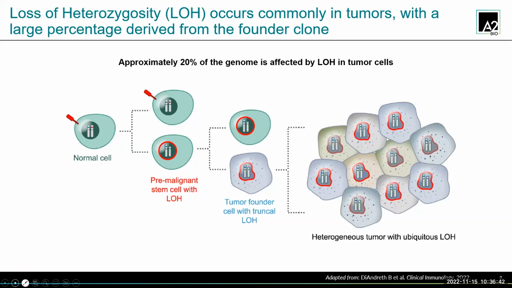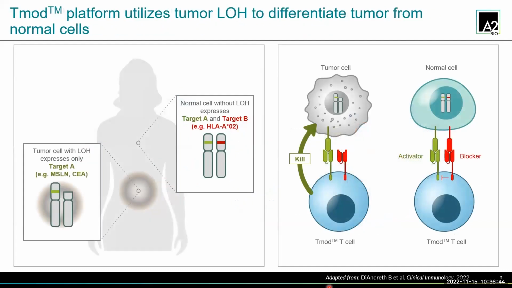TMOD consists of two receptors, an activator and a blocker. The activator can be a typical CAR, which is directed at antigens expressed on tumor cells, like known tumor-specific antigens like mesothelin or CEA, and a LIR1 based inhibitory blocker, which targets antigens that are expressed on normal cells but are lacking on tumor cells due to LOH. And at A2, we first aim to use the polymorphic HLA class 1 as our blocker target. And in this manuscript specifically, we described a method to treat mesothelin-positive cancers.